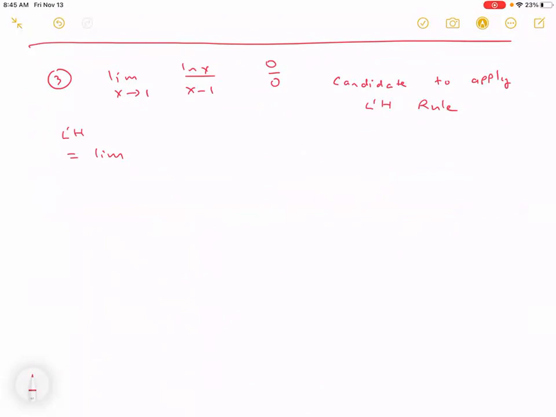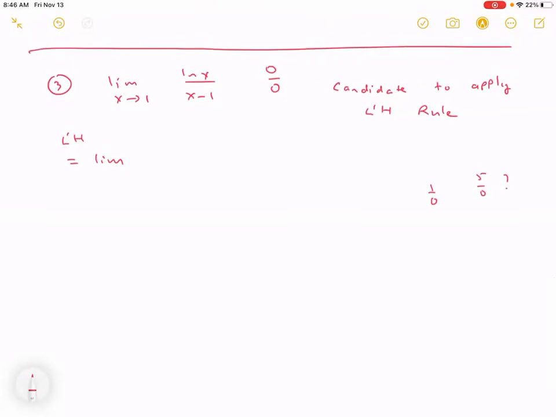Okay, so your friend Elizabeth asked a question: can we use L'Hopital's rule when we have 1 over 0 or 5 over 0? I would like to answer your question with an example. Let us do this problem first, okay?